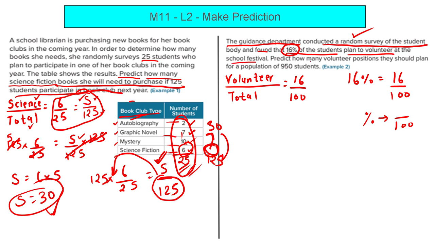Now he said predict how many volunteer positions they should plan for a population of 950 students. When there were 100 students, 16 chose the volunteer job. Now he says if there are 950 students, how many will do the volunteer job? So we will find it. Again, the divide 950 will go here and become multiply 950.